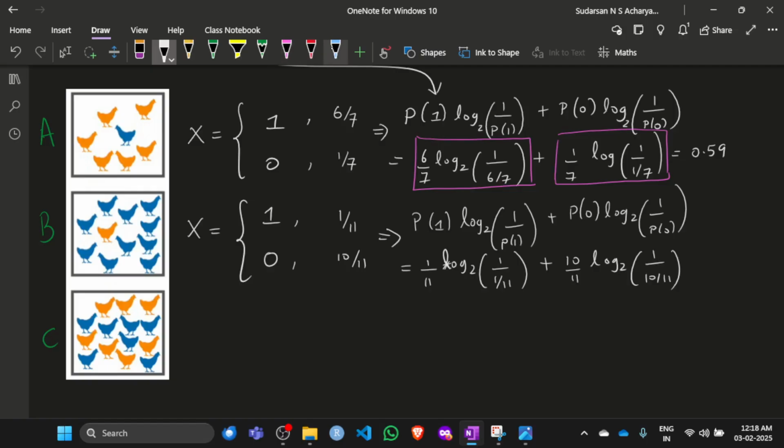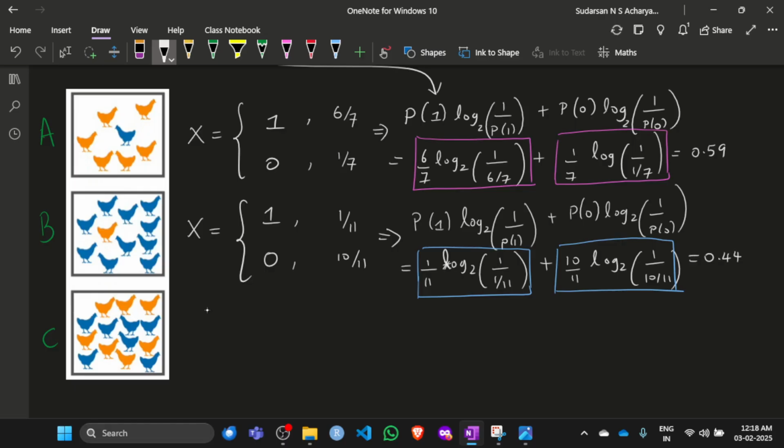In this case, you see that the surprise associated with picking an orange chicken is going to be high. This number is going to be high because it's very rare, whereas the surprise associated with picking a blue chicken is going to be low. If you do the math and add them together, you'll see that the surprise is 0.44.